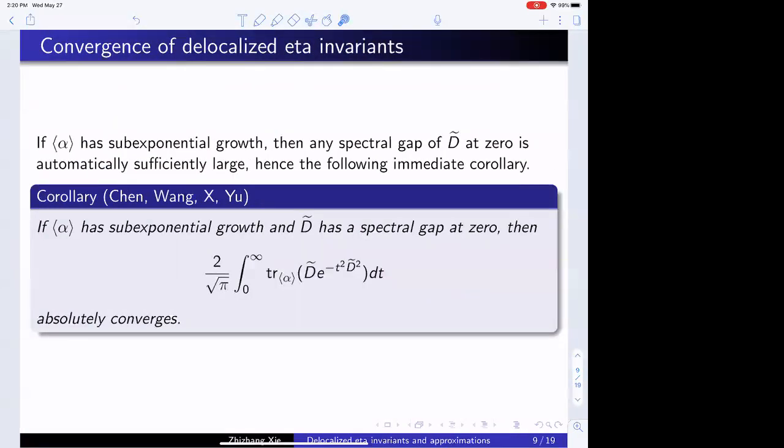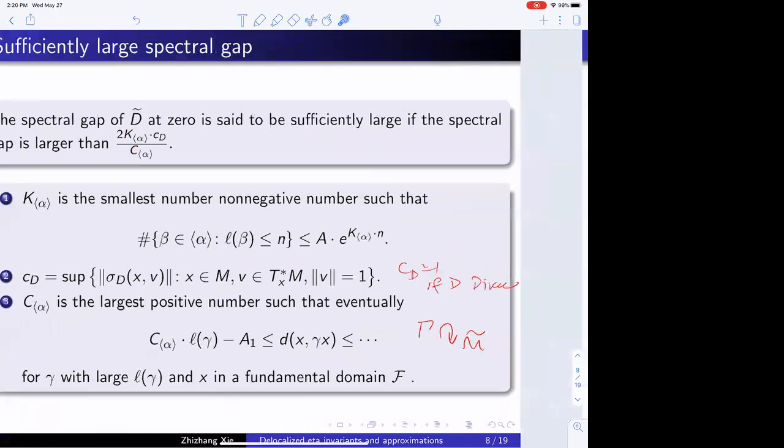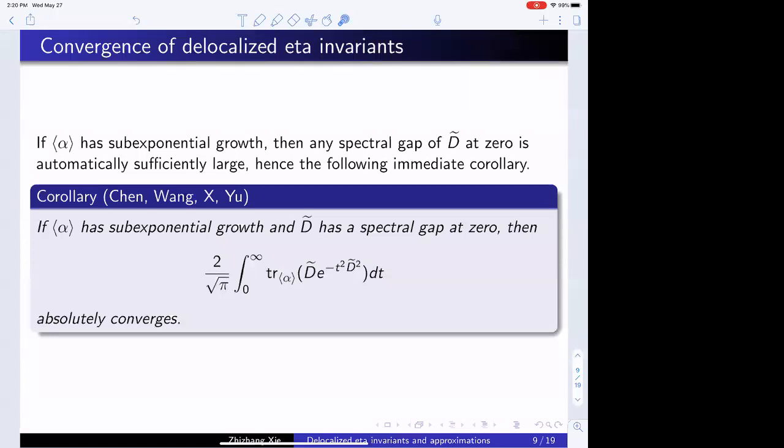Now, as an immediate consequence of this theorem, let me point out that if the conjugacy class has sub-exponential growth, then sufficiently large spectral gap just means there is a spectral gap, because in this case you can pick K alpha to be 0. So any spectral gap is automatically sufficiently large. And in this case, this integral is always absolutely convergent for any operator with a spectral gap at 0. Okay?